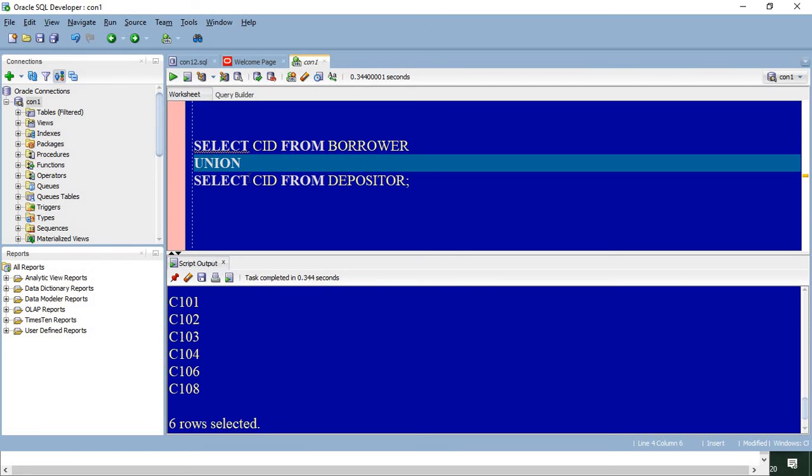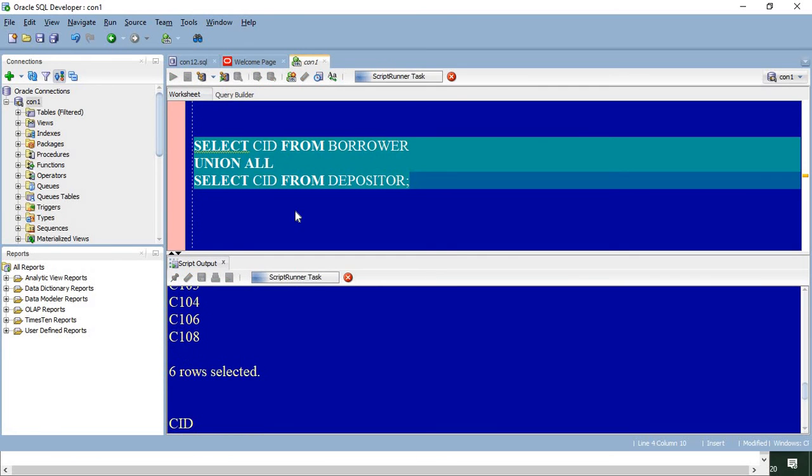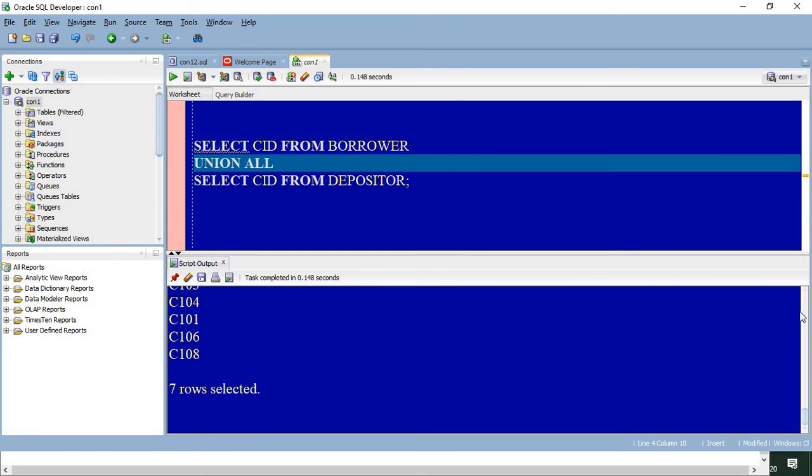If you want to retain the duplicate values, then there is another operation, that is union all. So if we apply union all, then you can see that the duplicates are also there in the outcome. There is one customer who is present in both the tables, that is C101. Now that is present at two places in the outcome.